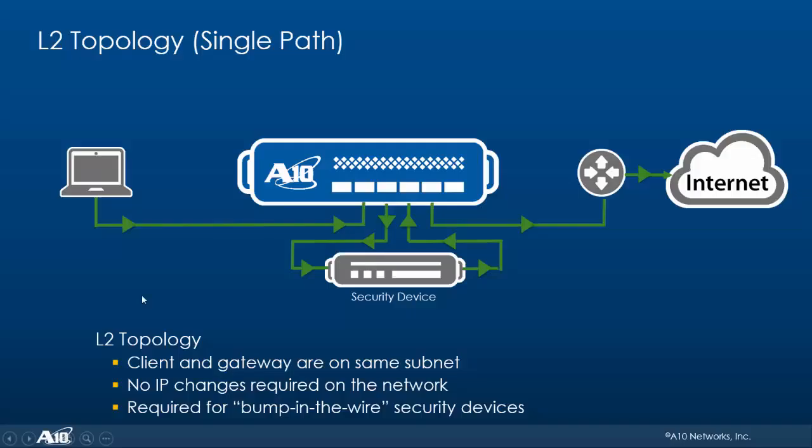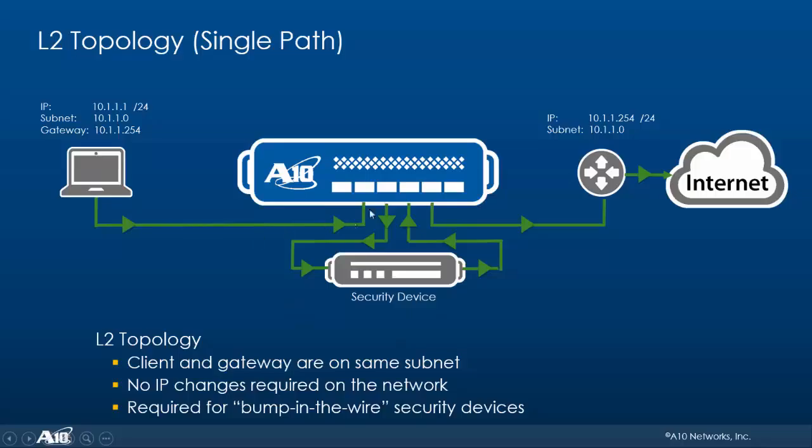In this topology, we have a client machine on one side of the network and a gateway router on the other side. There is an A10 device and a security device connected to the A10 device in the middle. All these devices are in the same subnet, which is 10.1.1.0 in our example. The gateway router is directly accessible from the client machine. Since this is a layer 2 topology, there is no IP change required on the network, and the security device will be in a bump in the wire mode.